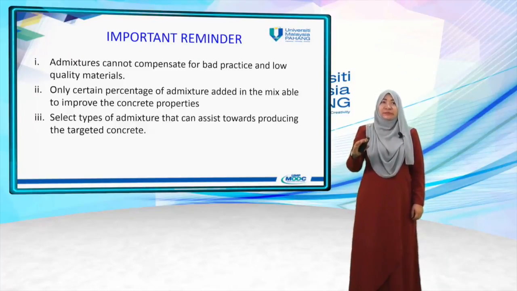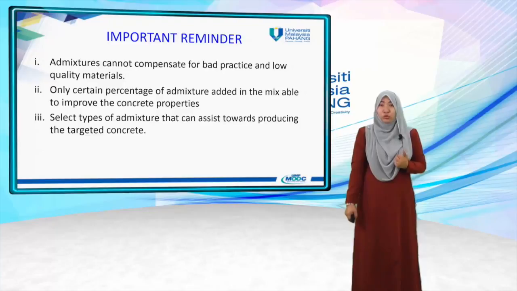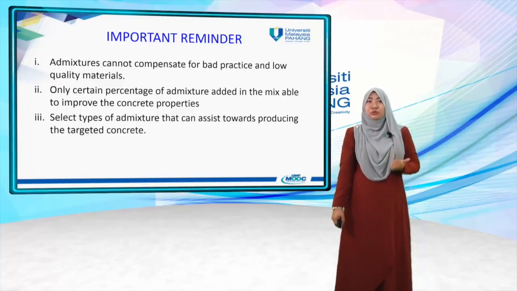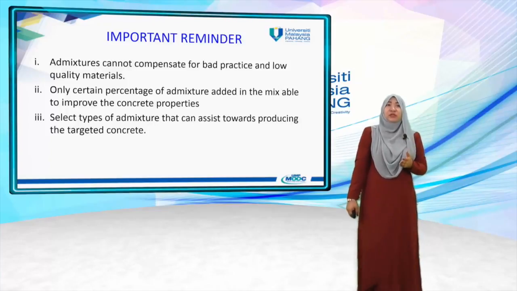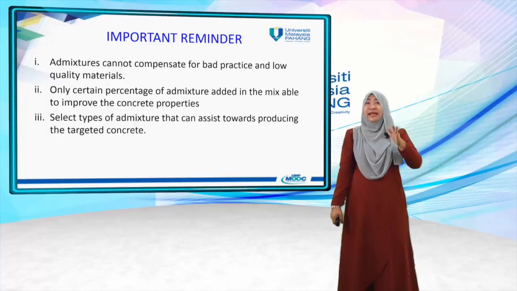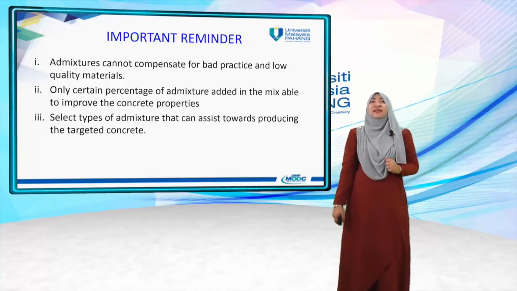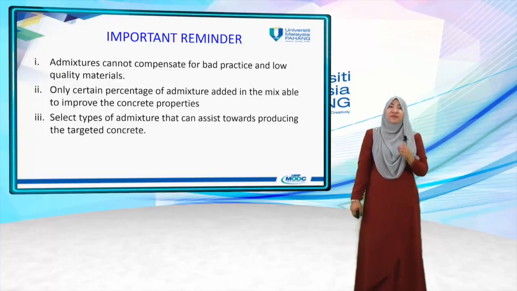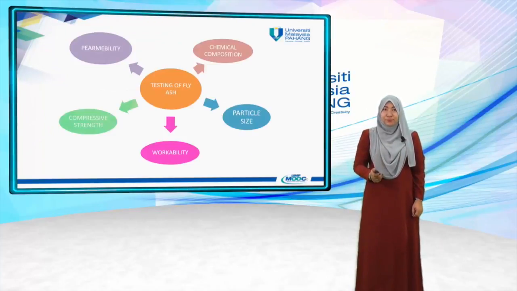Okay, this is the important reminder. Number one, admixture cannot compensate for bad practice and low quality materials. And number two, only a certain percentage of admixture added in the mix is able to improve the concrete property. So, if we want to use any mineral admixture, then we should conduct the test. And then number three, select types of admixture that can assist toward producing the targeted concrete.